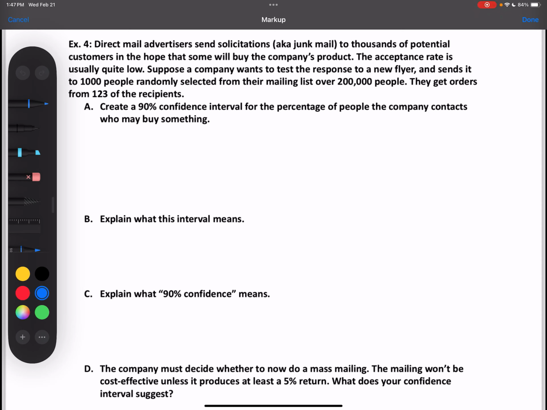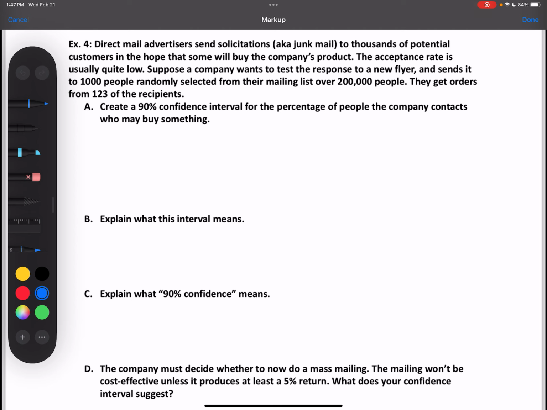All right, direct mail advertisers send solicitations, also known as junk mail, to thousands of potential customers in the hope that some of them will buy the company's product. The acceptance rate is usually quite low. Suppose a company wants to test their response to a new flyer and sends it to 1,000 people randomly selected from their mailing list of over 200,000 people. They get orders from 123 of the recipients. Create a 90% confidence interval for the percentage of people the company contacts who may buy something.